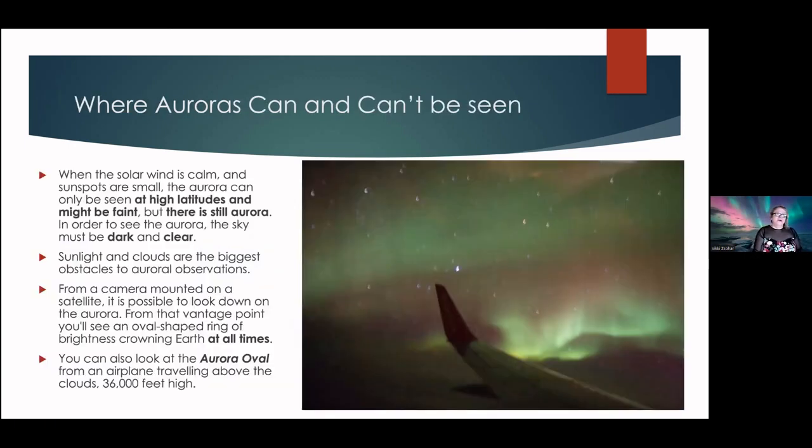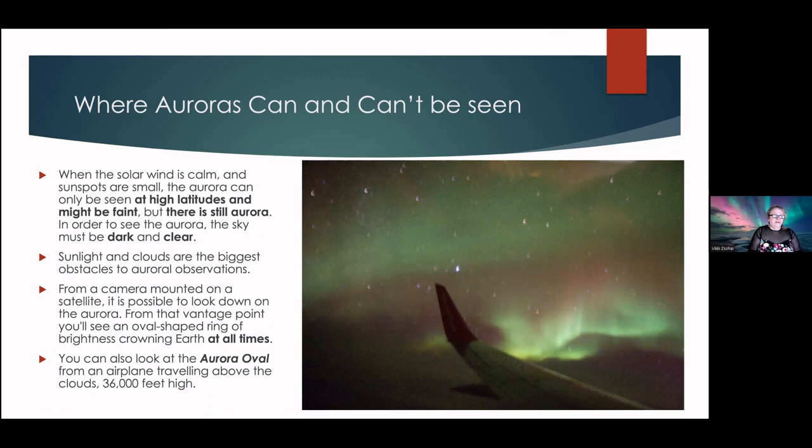So when the solar wind is calm and sunspots are small, the aurora can only be seen at high latitudes and might be faint, but there is still aurora. And in order to see the aurora, the sky must be dark and clear because those are faint.